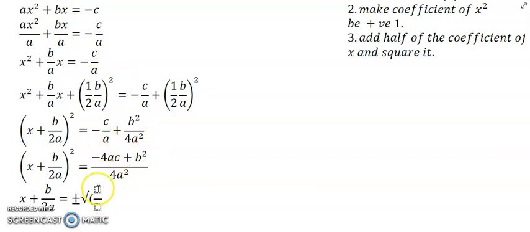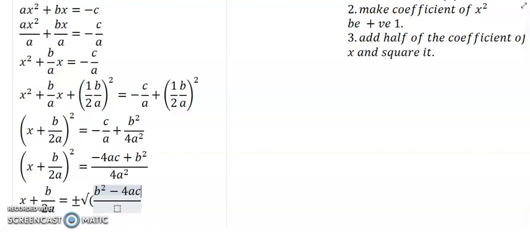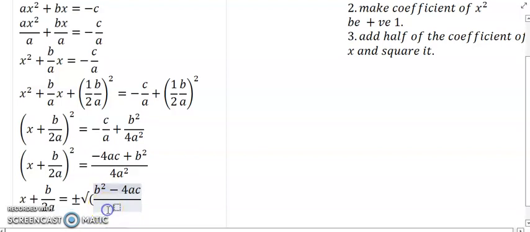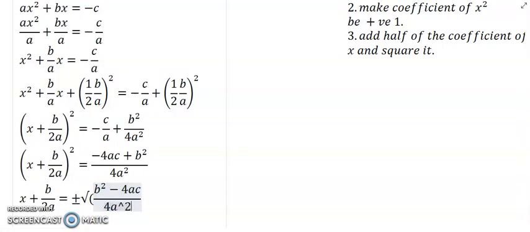Then if we rearrange this, we will get b squared minus 4ac over 4a to the power 2.